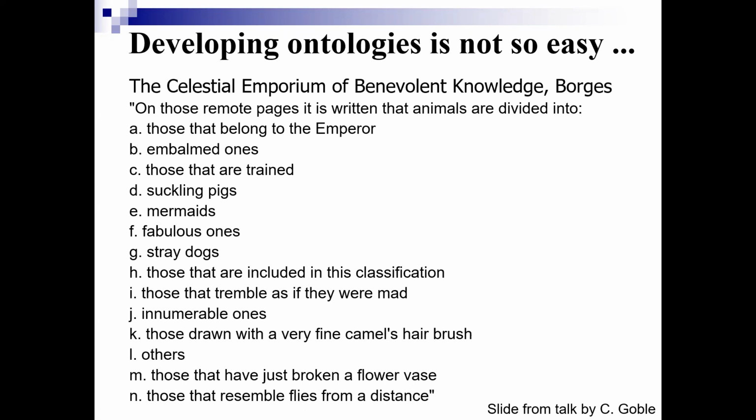Those that tremble as if they were mad, innumerable ones, and now we're counting. Those drawn with a very fine camel's hairbrush, so pictures are fine. Others is never good to have in an ontology because its semantics will change. But if you write others, I would expect that that's it, but no. Those that have just broken a flower vase and those that resemble flies from a distance are also added.